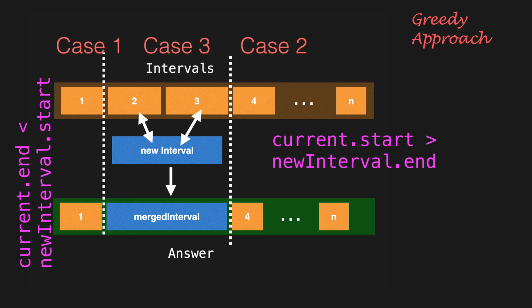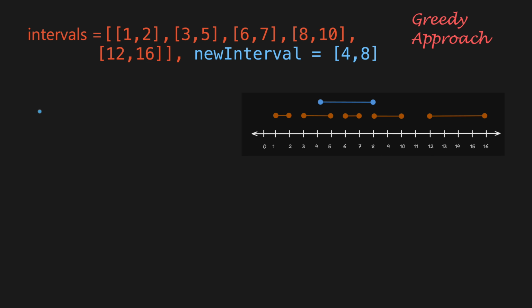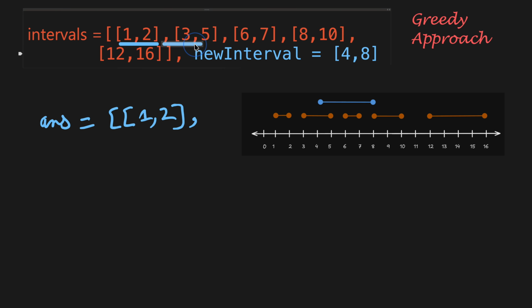Now let's quickly see this in action. First, let's define our answer or result list, which we will build step by step. Now, we will find all the intervals that come completely before the new interval. For that, we will start iteration on the intervals list. The first interval we see is from 1 to 2, and here we see the end point 2 is less than the new interval's start time. So this is a perfect match for case 1, where the interval is completely before the new interval. So we simply add this interval to the result list and process the next interval from 3 to 5.